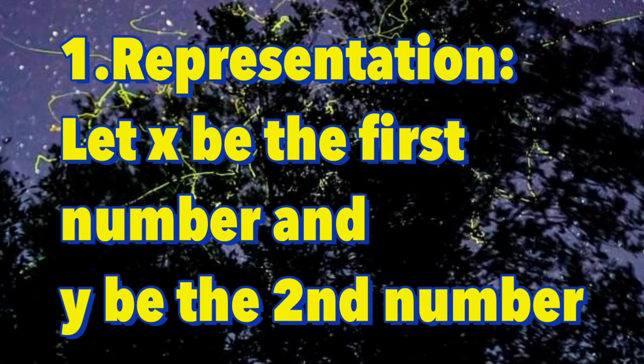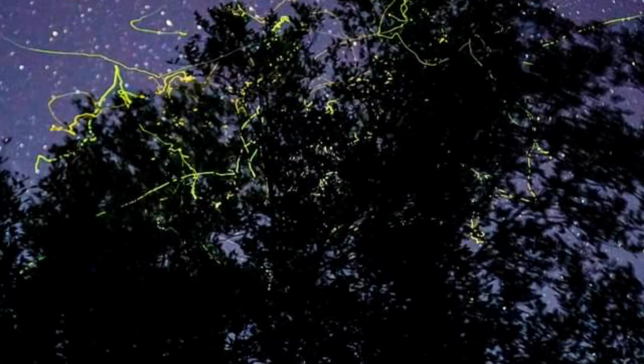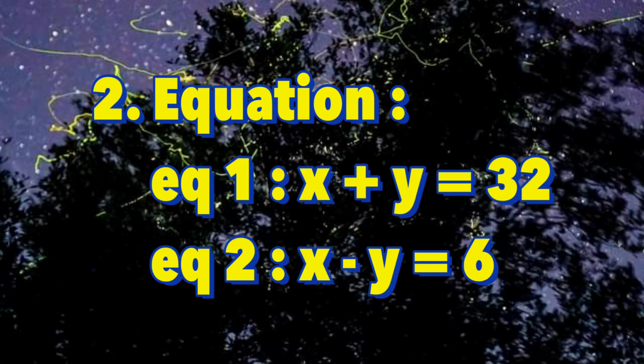One is the representation. In representation, we're going to assume that let x be the first number and y be the second number. Number 2 is the equation. So equation 1: x plus y equals 32, based on the statement of the problem. And equation 2: x minus y equals 6.